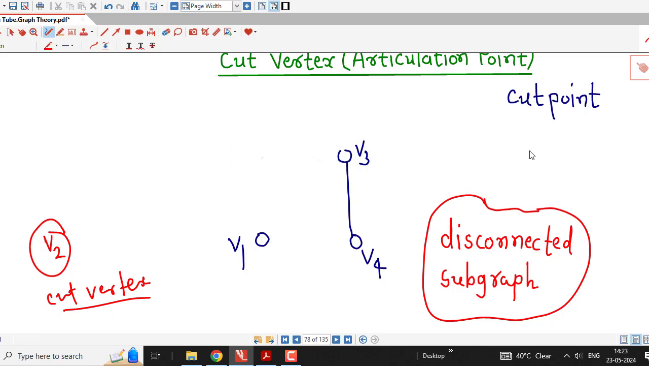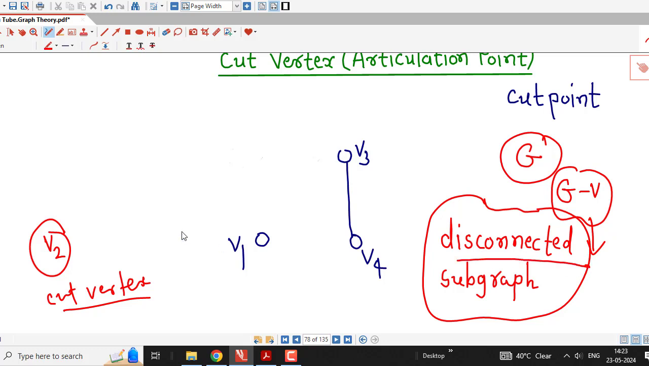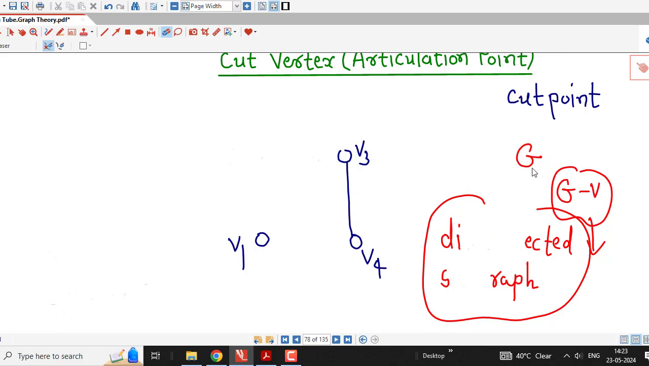So if we have a connected graph G, and after removing some vertex V from that connected graph, whatever graph we obtain, that is G minus V, if that graph is disconnected, then that vertex is called a cut vertex. Similarly, we can check whether V3 and V4 are cut vertices or not.